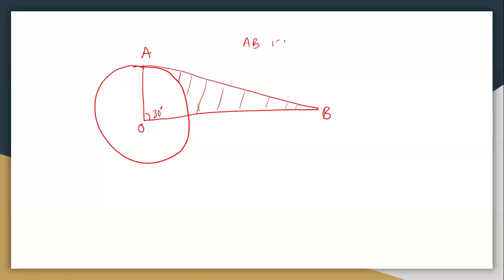AB is a tangent, and OB is equal to 8 centimeters. May I ask you to first try out still? This is 30 degrees here. Let us first try out and we see whether we can get there. We are finding the area of that shaded part.